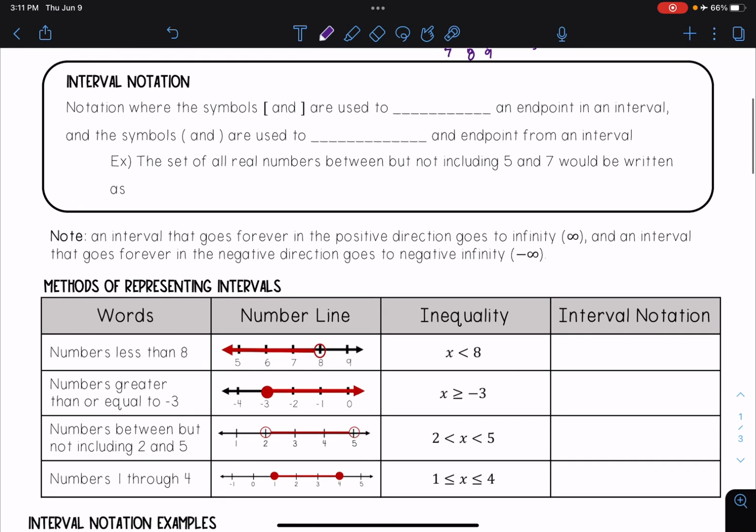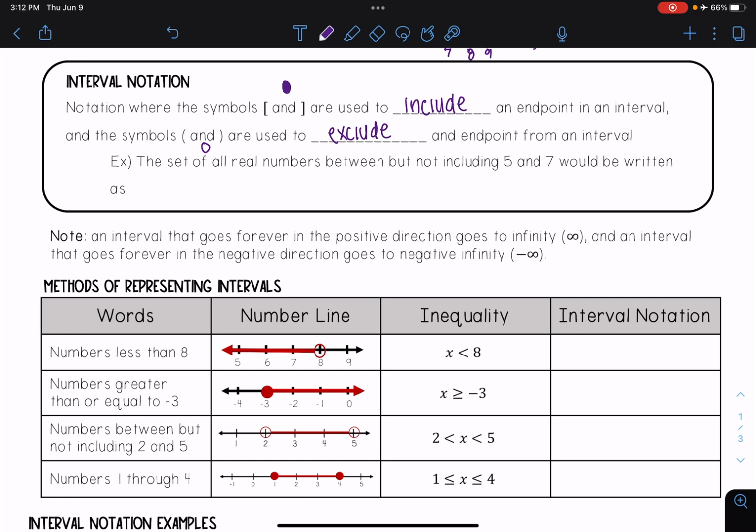And so that brings us to interval notation. Interval notation is where the symbols, the square brackets, are used to include an endpoint in an interval, and the symbols of the parentheses are used to exclude an endpoint from an interval. So the brackets are the same thing as a closed circle, and the parentheses are the same thing as an open circle if we're looking at inequalities.